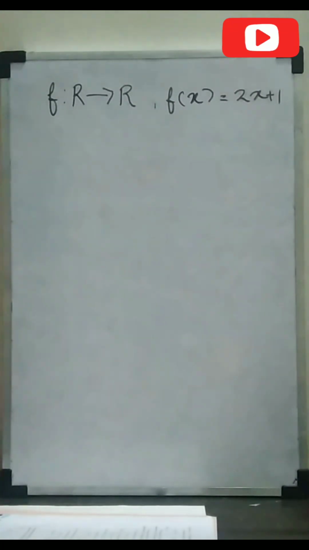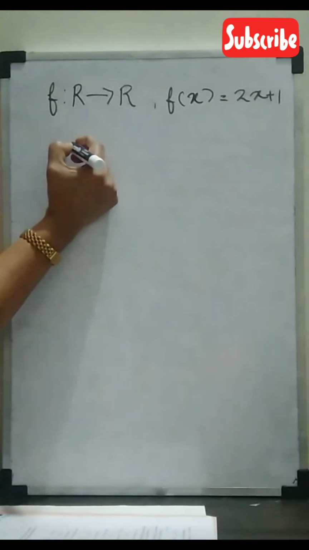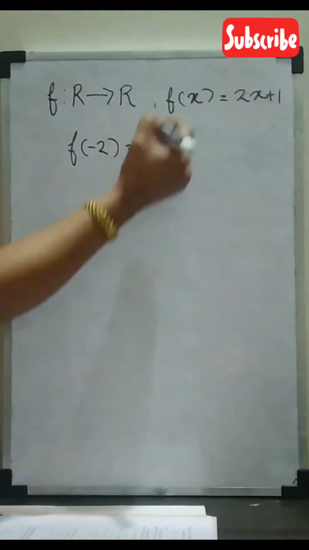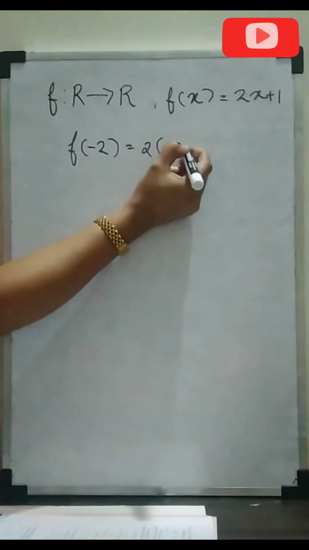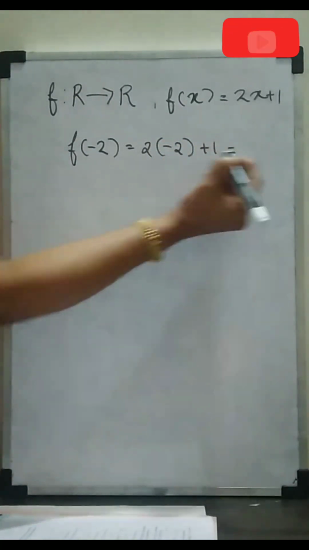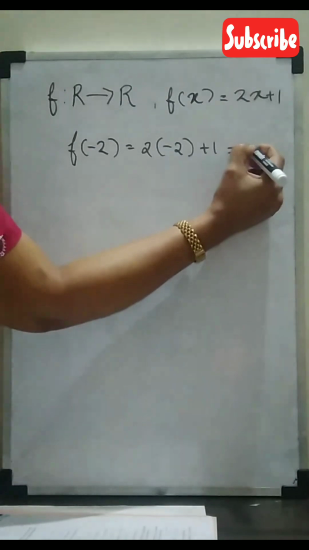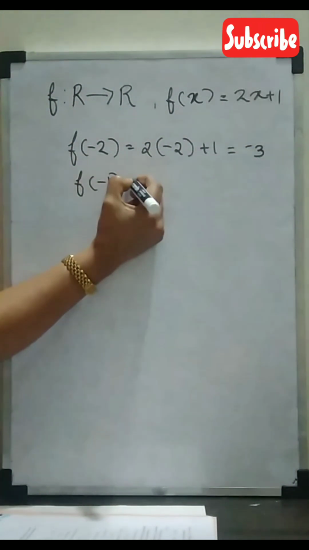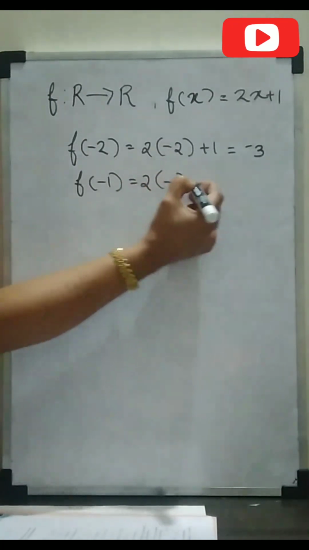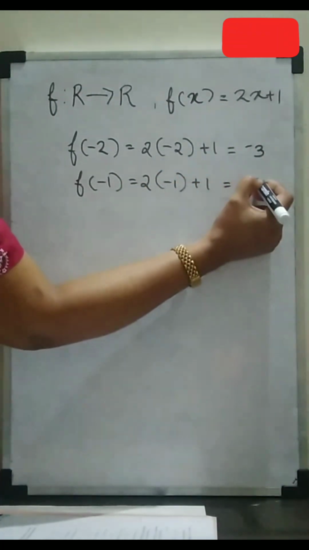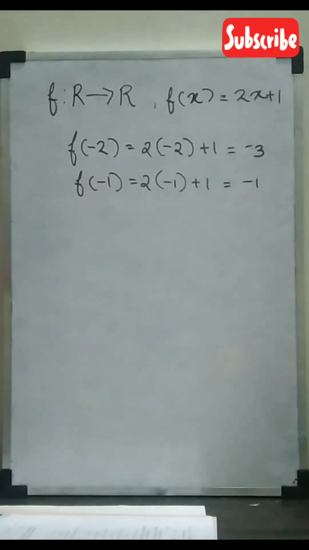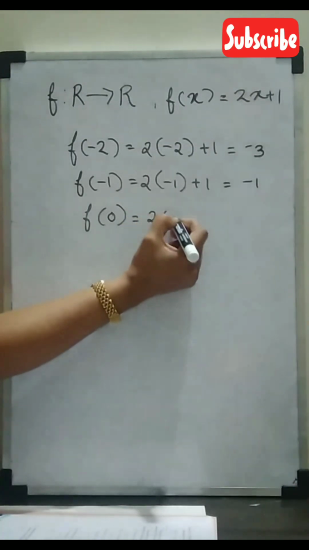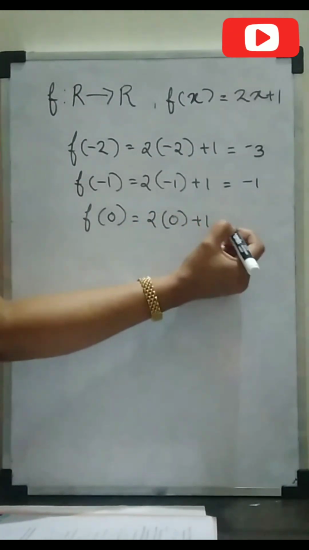ஓகே. So, first வந்து ஒரு negative integer எடுக்கலாம். இப்போ for example, f of minus 2. What is f of minus 2? f of minus 2 is 2 into minus 2 plus 1. That is equal to minus 4 plus 1. That is minus 3 வரும் இல்லையா? Next, f of minus 1. 2 into minus 1 plus 1. That is minus 1 வரும் இல்லையா? Now next நம்மளுக்கு 0 எடுத்து பார்க்கலாம். f of 0 is equal to 2 into 0 plus 1. That is equal to 1.